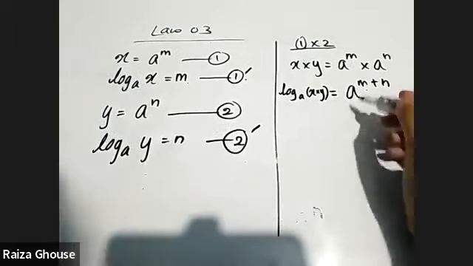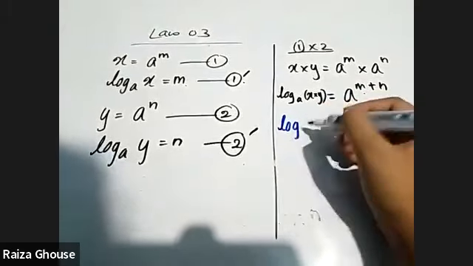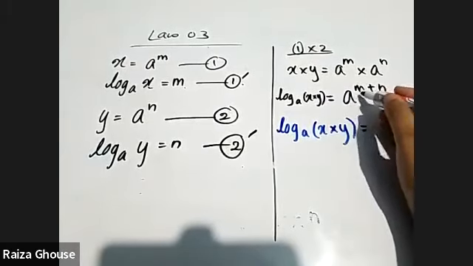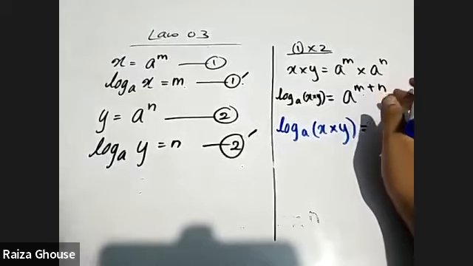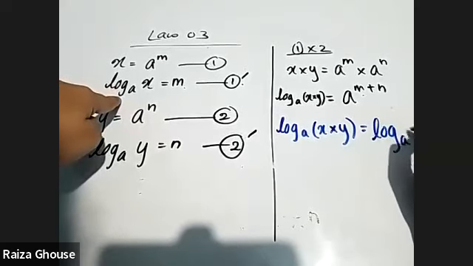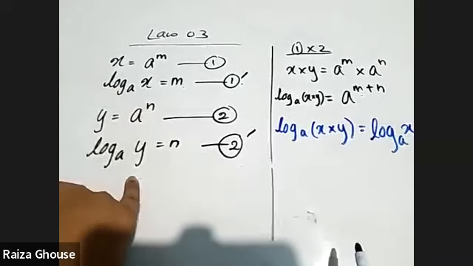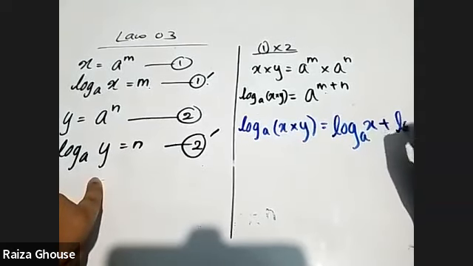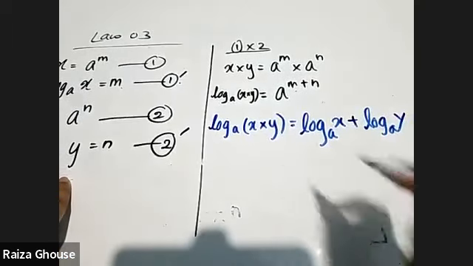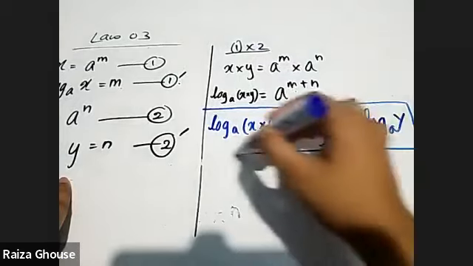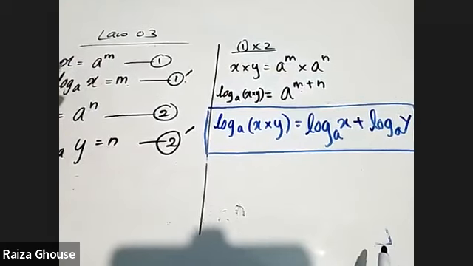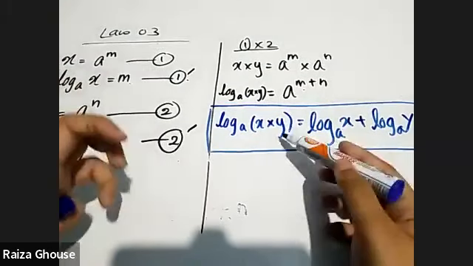Okay, now look at the board. Here, log a x into y equals a to the power m plus n. m plus n means m is log a x, n is log a y. Actually, you don't want to understand anything that I have written in the black color marker. The only thing you have to know is this blue color thing. The black color marker is explaining how the equation was formed. That is not necessary. In your exam, they are not going to ask that. You have to use only this concept.